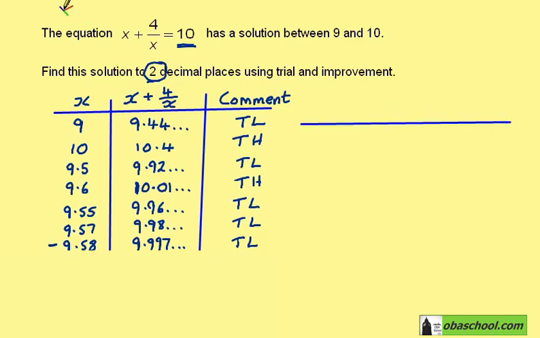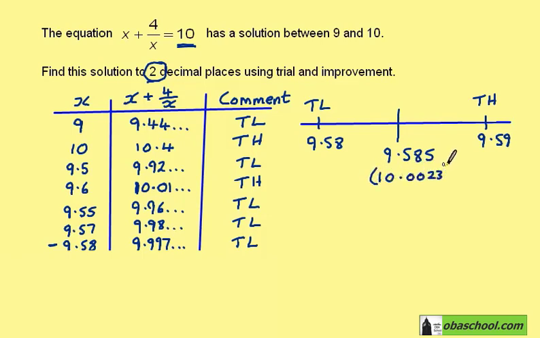So if we consider a number line, we know the answer is between 9.58 and 9.59. We need to check halfway between these two values, which is 9.585. 9.585 plus 4 divided by 9.585 gives us 10.002 and so on.